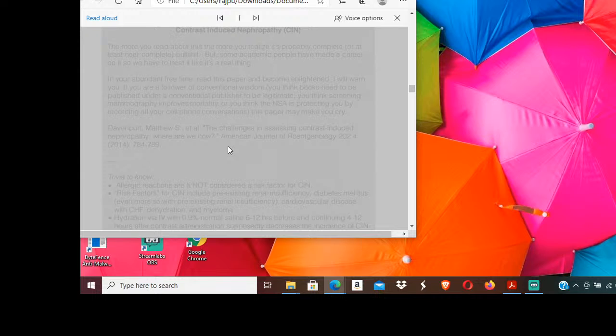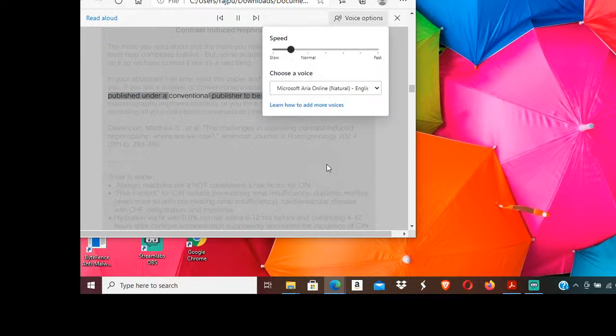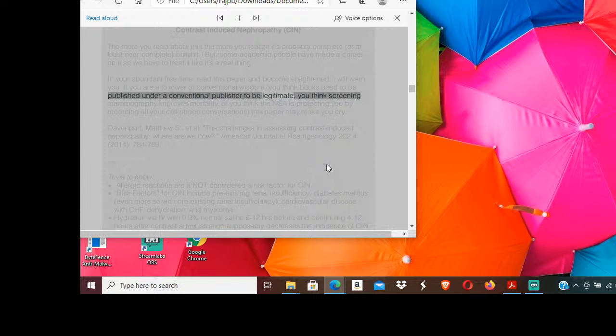Contrast-induced nephropathy, CIN. The more you read about this, the more you realize it's probably complete, or at least near complete, bullshit. But some academic people have made a career on it, so we have to treat it like it's a real thing. In your abundant free time, read this paper and become enlightened. I will warn you. If you are a follower of conventional wisdom, you think books need to be published under a conventional publisher to be legitimate, you think screening mammography improves mortality, or you think the NSA is protecting you by recording all your cell phone conversations, this paper may make you cry.